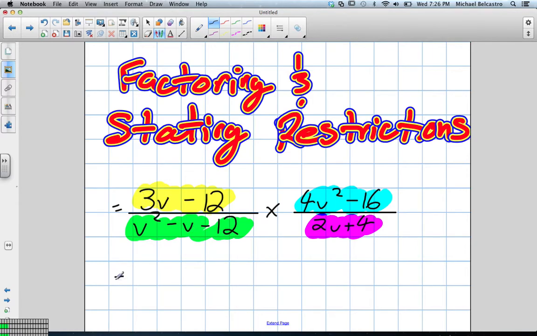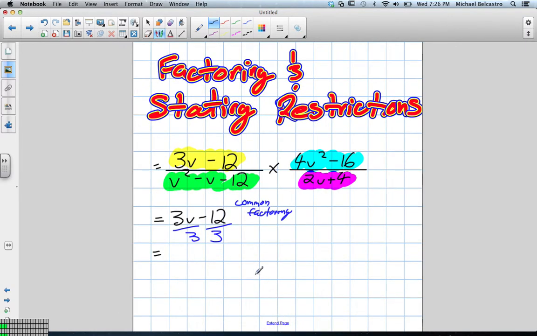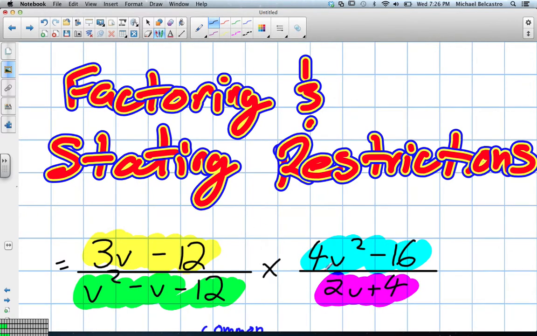So the first one, just focusing on 3v minus 12. Well, there are no other variables. And the first step to all factoring is what? Do you remember what I said before? Start with C. Common factor. Okay, so we're going to common factor first. What would be a common factor of both of these? 3. Yeah. So we divide both by 3. And what's our next line going to read? 1, and we will cancel out, and there's just v left.